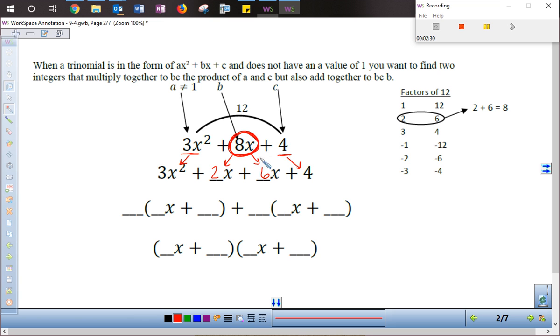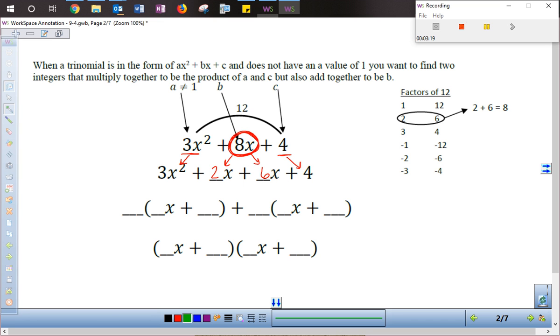Now it doesn't matter which one you put first. You can put 2x plus 6x or you can put 6x plus 2x. But what's important is that if I were to combine like terms here, if I were to take this 2x and 6x and add them back together, I would end up where I started with that 8x. So I'm not actually changing the expression. I'm just manipulating it to help us. So, step 1, multiply your a value times your c value to get 12. Find the factors of 12 that add together to be 8. Step 2, rewrite your expression with the factors being substituted in for your middle term.